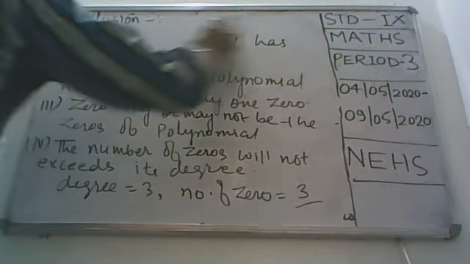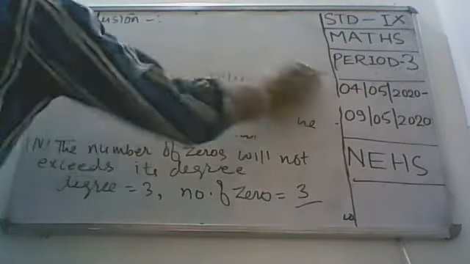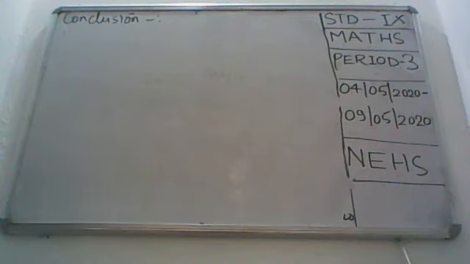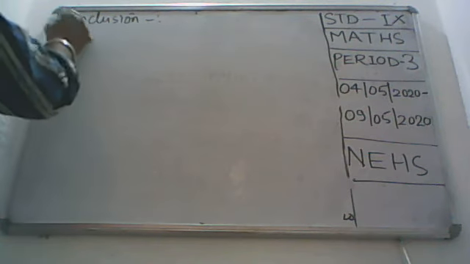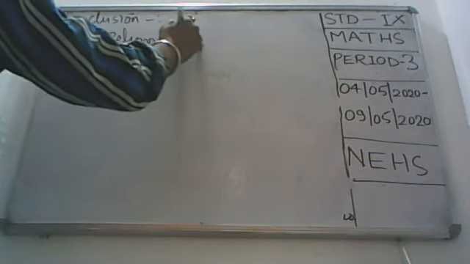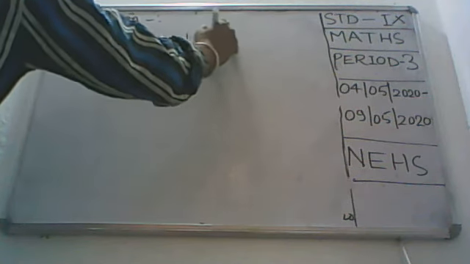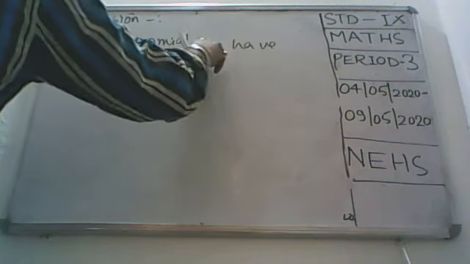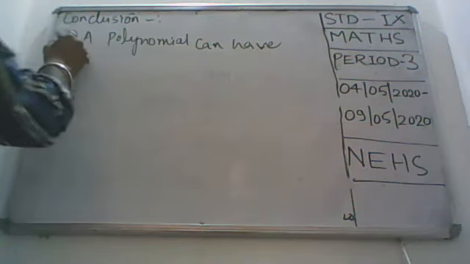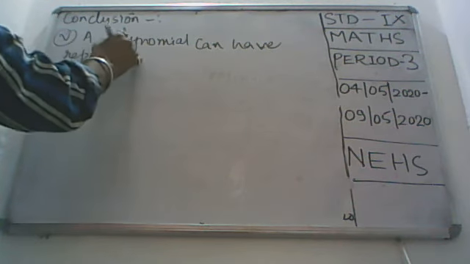Now one more is left there. That also I am going to discuss here. So now the fifth one is that a polynomial can have a repeated zero, means the same zero.